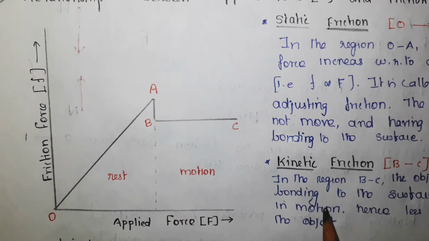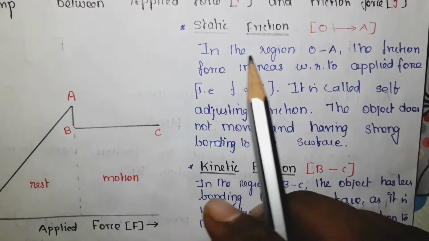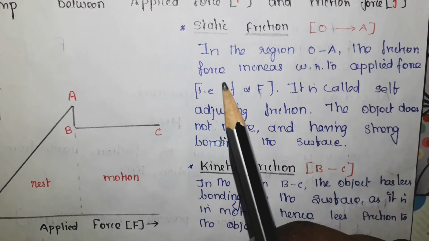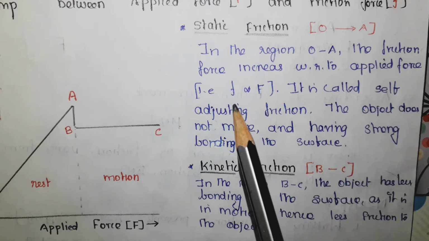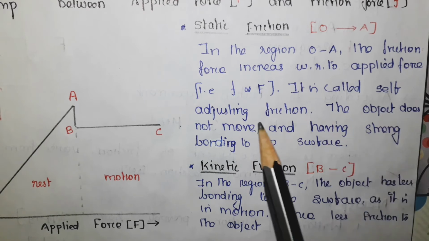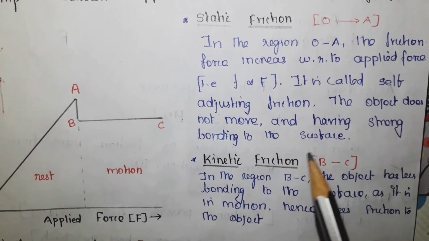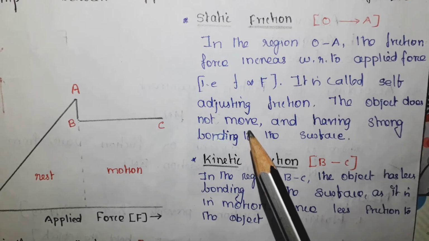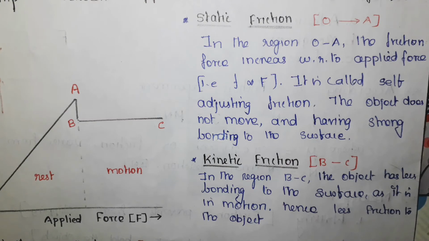Okay, now this is what is also written here: static friction in the region OA. In the region OA, the friction force increases with respect to the applied force. That is, friction force is directly proportional to the applied force. It is also called self-adjusting friction. Then the object does not make a move and has a very strong bonding to the surface. So this is about the static friction.